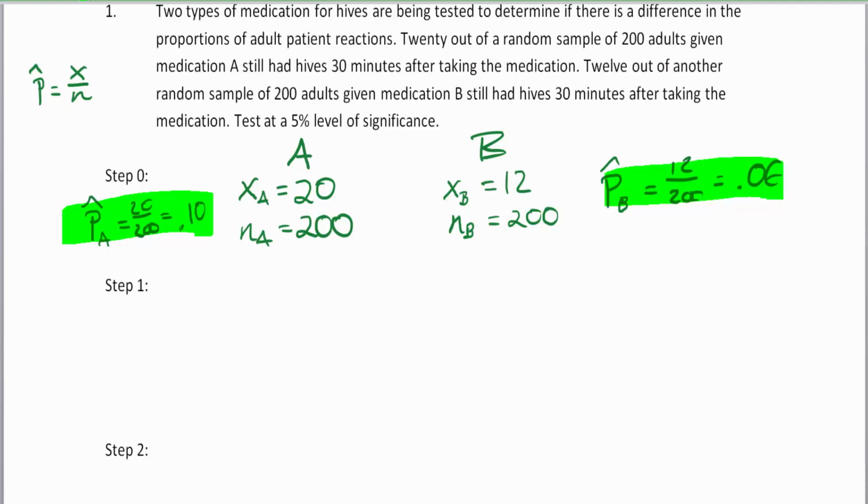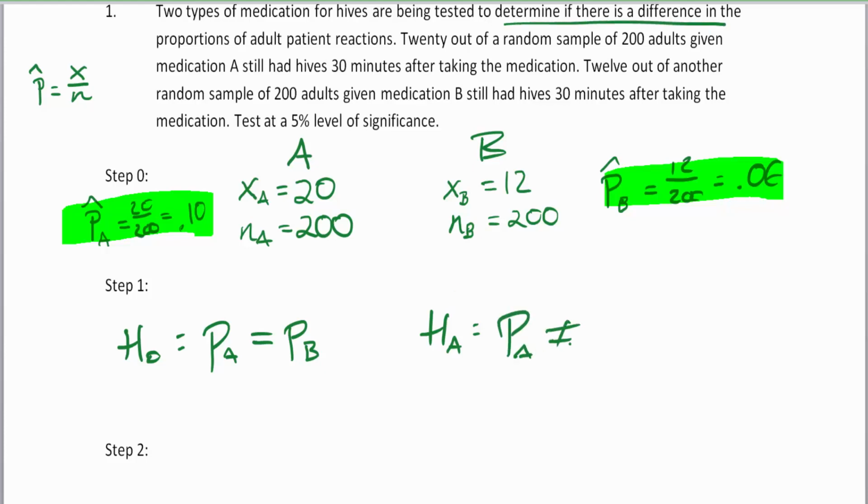Step 1 is to talk about the null and the alternative hypothesis. The null hypothesis is pretty straightforward to write. You can pretty much see that we want the probability of A to be the same as the probability of B. Like, there's not a significant difference. Even though you can see that 10% and 6% are literally different, are they statistically significantly different? So now let's go to the alternative. The alternative here now is going to be C here, determine if there is a difference. So therefore, the P sub A is not equal to the P sub B.